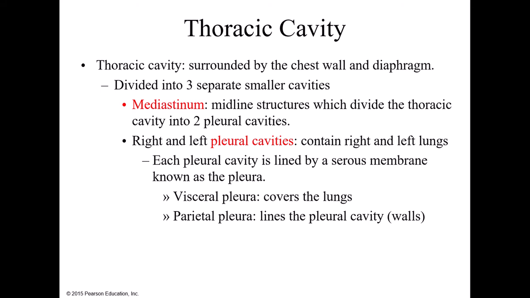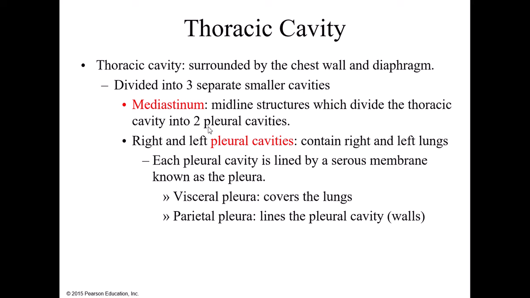So we can divide the thoracic cavity into more cavities. The thoracic cavity, we just said before, is surrounded by the chest wall, and below it would be the diaphragm. But now we're going to divide it up. In the middle of the thoracic cavity is a midline structure known as the mediastinum. It's like a midline wall, and that's going to divide the thoracic cavity into two smaller cavities on the sides known as the pleural cavities.